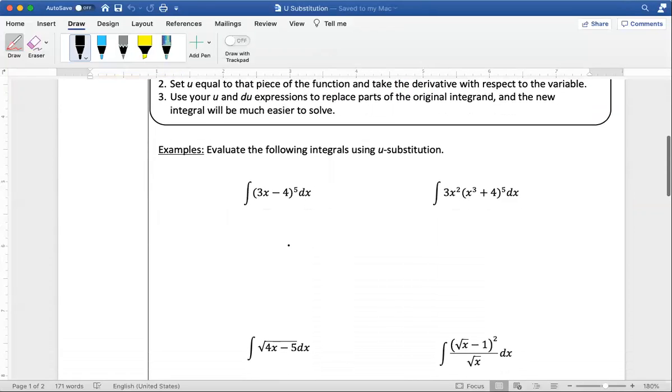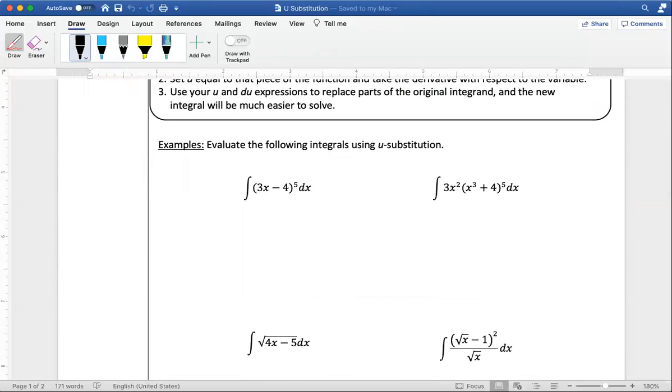Let's take a look at this first example. It says the integral of (3x minus 4) to the 5th dx. What we notice here is that my inside function is this 3x minus 4. Raising to the 5th is something I can deal with. So I'm going to set u to be 3x minus 4. Now I need to know what the derivative of that is, to see if it's included in my function. So I take the derivative of this with respect to x.